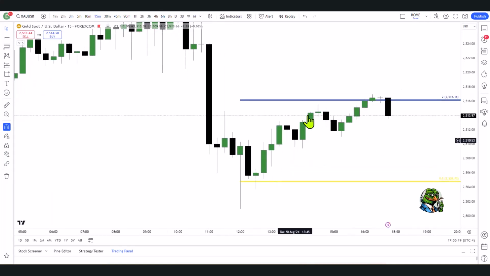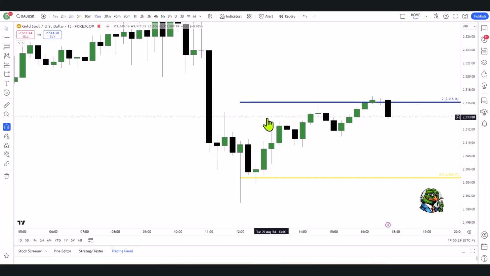So that's a nice level. You can see we're seeing a reaction from there. All this is a pullback, so I don't expect this to continue moving higher. Certainly it can, but we've got to work with what we know and what our experience teaches us.